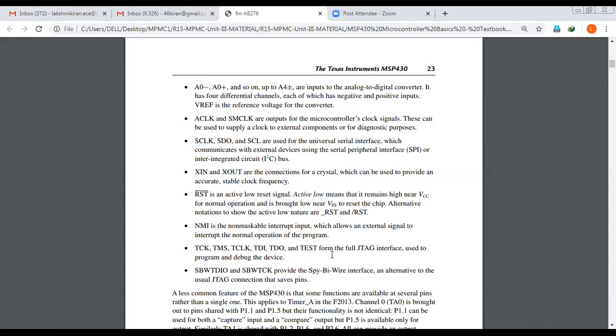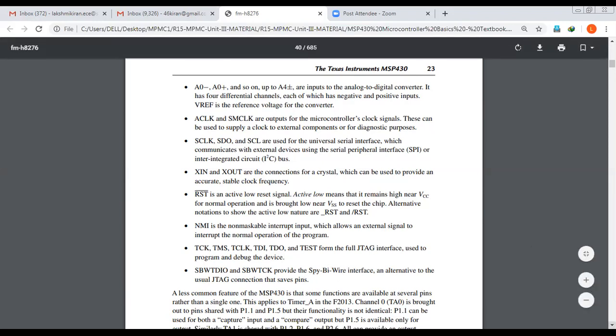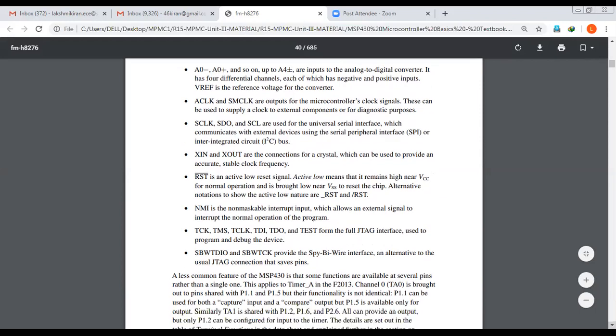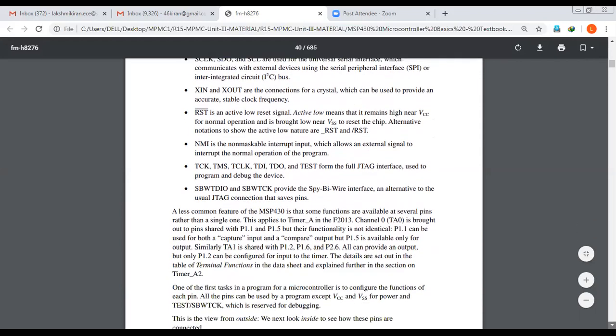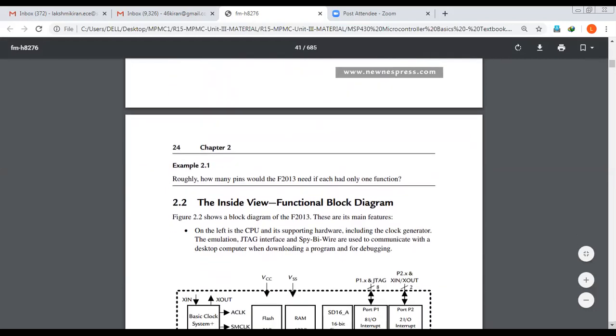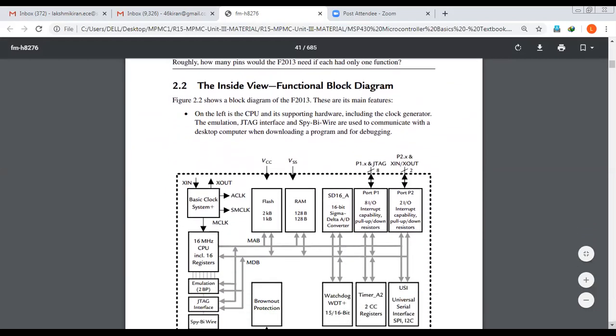These are all the signals related to the JTAG, and SBWTDIO, SBWTCK. These are regarding Spy-Bi-Wire. These two, JTAG and Spy-Bi-Wire, are for debugging the code. For the purpose of debugging, the full JTAG interface or the Spy-Bi-Wire are going to be useful. Spy-Bi-Wire is generally useful as an alternative to the JTAG. In some versions, only JTAG is available. In the latest versions, the Spy-Bi-Wire is also used.